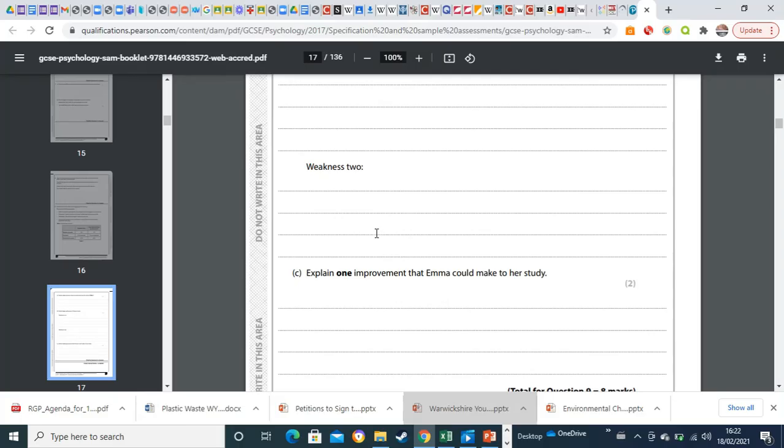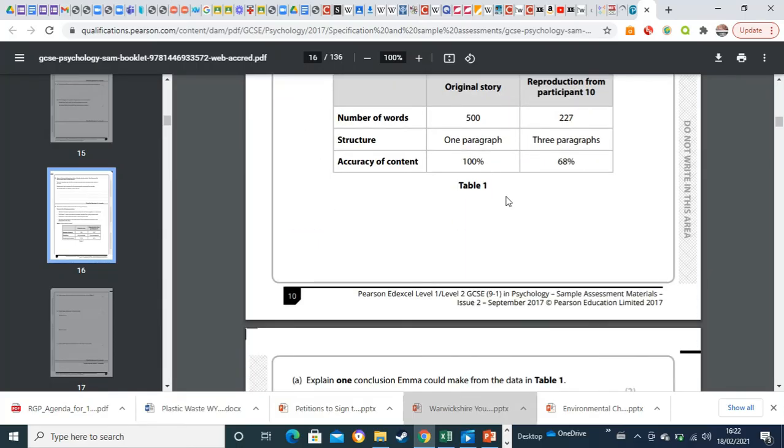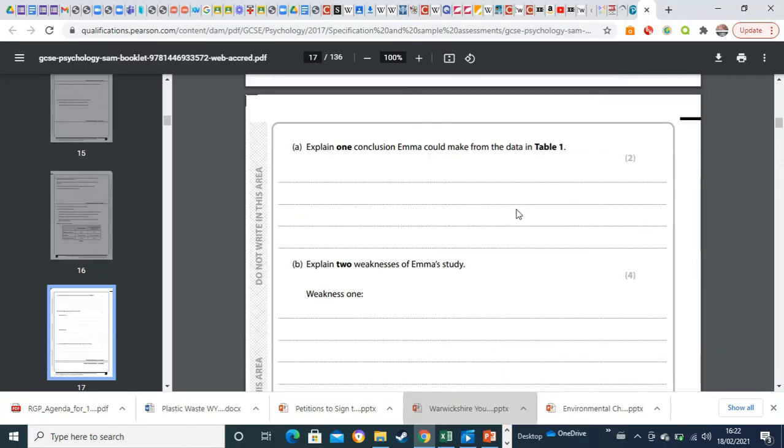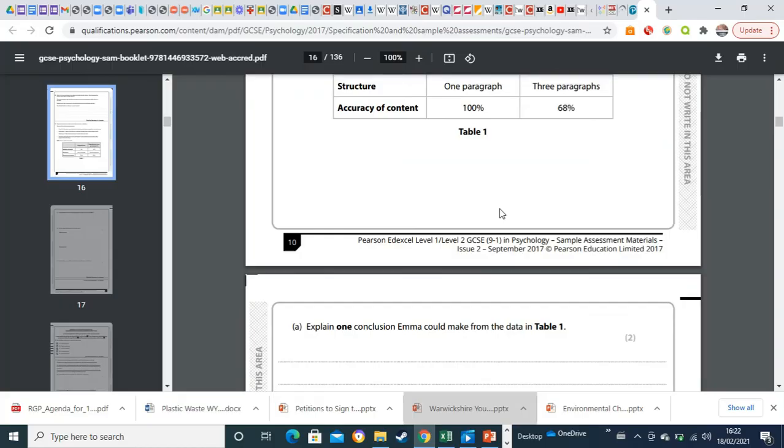And then explain 1 improvement. The improvement you'd have to make would be literally splitting it down. If Emma wants to use the procedure, then Emma could gather more participants and split them into smaller groups, so that she could gather more results and more reproductions to compare. Oh, that's it. 16 marks right there.